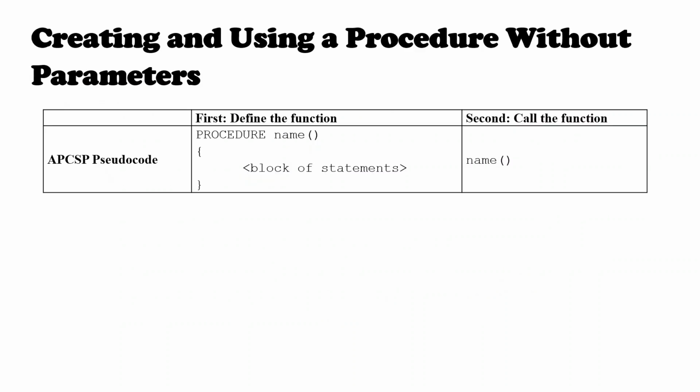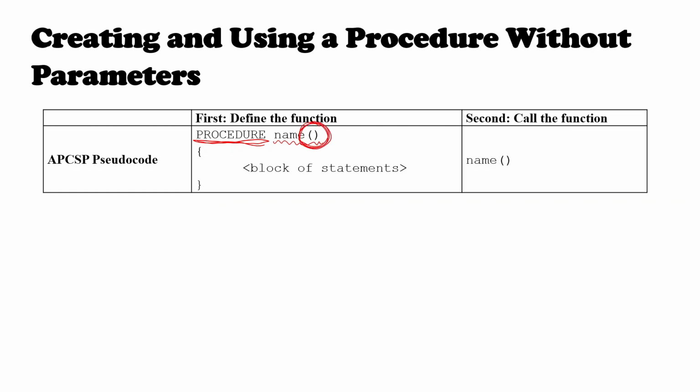Now, there's a few different types of procedures we can create. The first one we're going to talk about is creating and using a procedure without parameters. So here's the pseudocode and the way it's given. There's two pieces to the procedure. First is defining the procedure, and second is calling it. You can see here, first defining the function, we start by naming it procedure. And then we have the name with open and closed parentheses, nothing in them. And this is what we mean when we say a procedure without parameters.